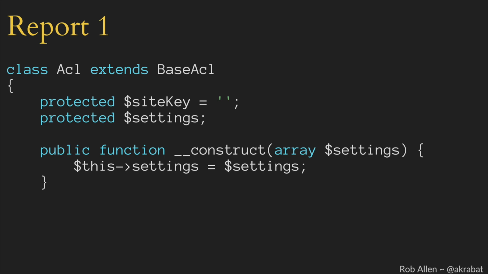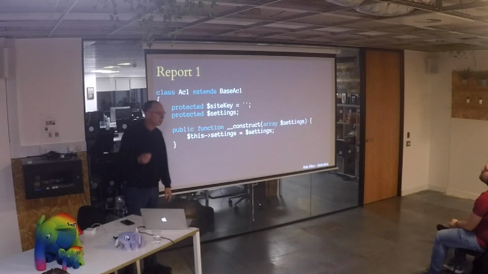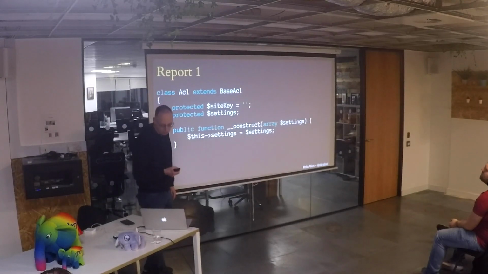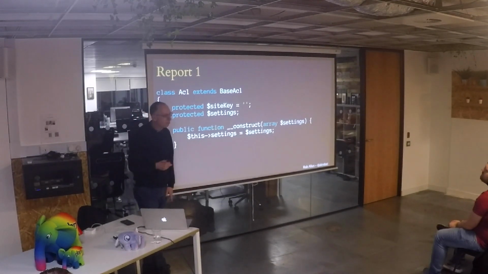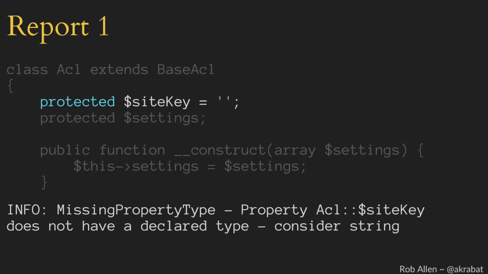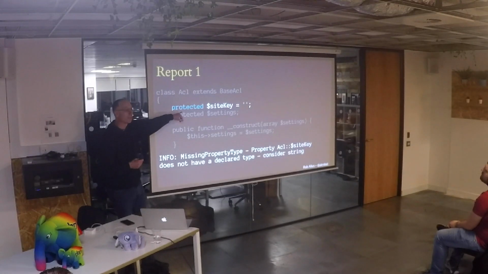You look at this. I've got a class ACL, extends base ACL, so this is probably a Zend framework extension. I've got a site key that's a string, clearly, some settings, and I set a config. And you think, doesn't look much wrong there, does there? Didn't like that line. That's the first line it picked up on. We've only got to line 3 in the file.